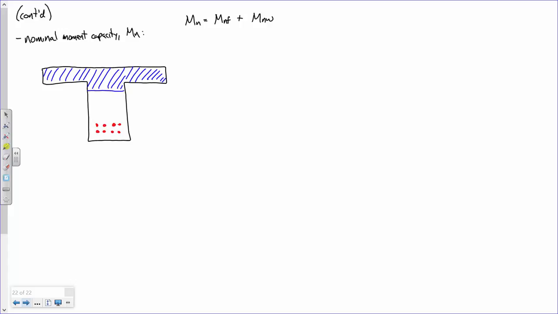Now, classically, the way that we do this is as follows. We say, all right, this T-beam equals the following. It equals this T-beam, and bear with me because I got a lot of drawing to do. So you'll see what's going on here in a sec.